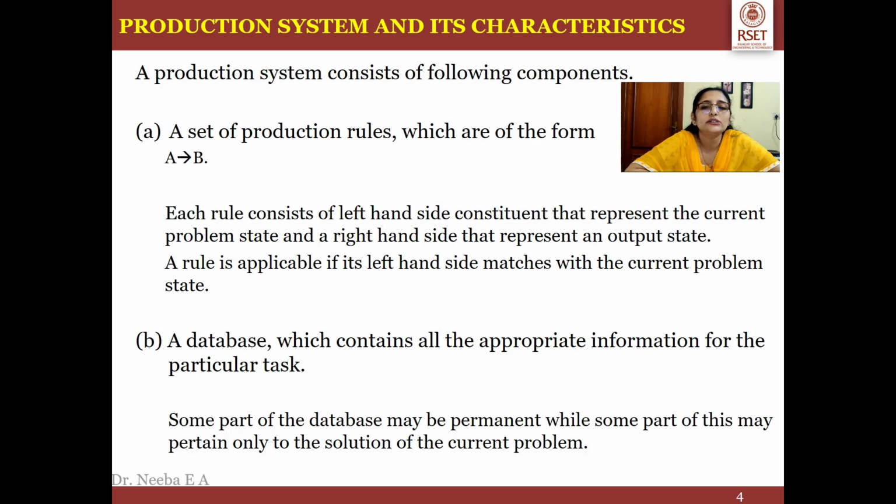Now, the production system and its characteristics. This consists of the following components. The first one is a rule of the form A to B. So it has a left-hand side constituent, which represents the current problem state, and a right-hand side, which represents an output state. So a rule is applicable if the left-hand side matches with the current problem state.